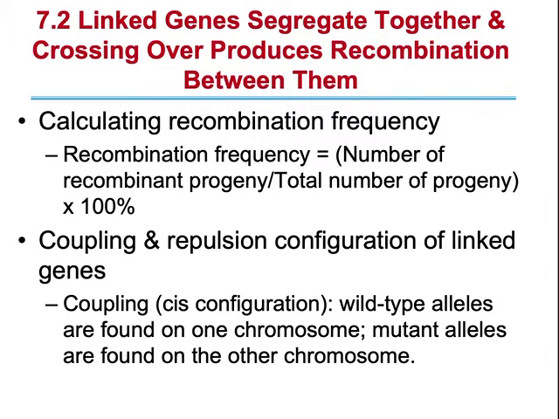One of the ideas we have to bring in at this point is coupling and repulsion of linked genes, and we can only do this if we have a dominant and a recessive version of the gene. In coupling, wild-type alleles are found on one chromosome, and the mutants are found on the other. If they're in repulsion, that's flipped. There's one mutant and one wild-type on one chromosome, and the other mutant and the wild-type on the other chromosome from the other parent. So there's cis and trans configuration, or coupling and repulsion. They basically mean the same thing.